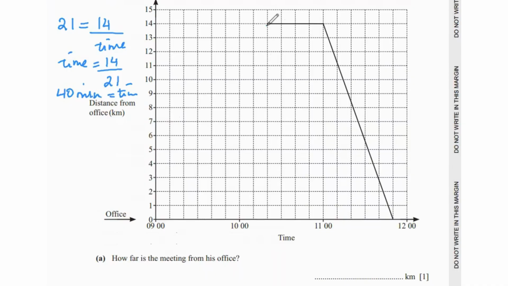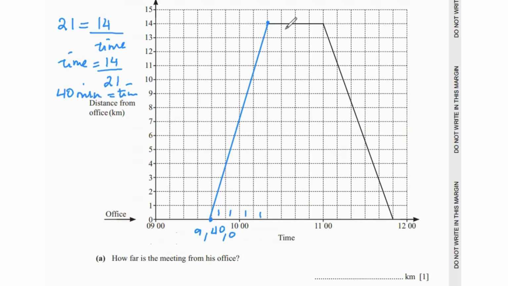So this is the point at which it shows that he's at the meeting. So from here, we go 40 minutes down. So this is 10, 20, 30, 40. This is where he begins to leave for the meeting. So this is our starting point, 9:40, 0. And this is our endpoint where he's reached the meeting. So this is how you complete the graph.